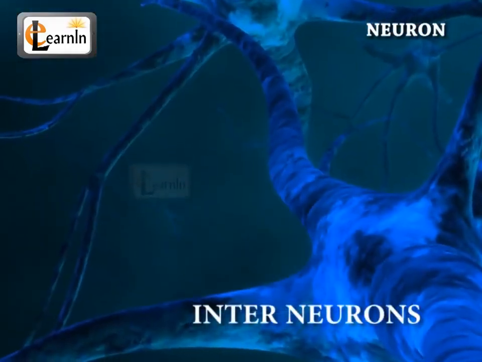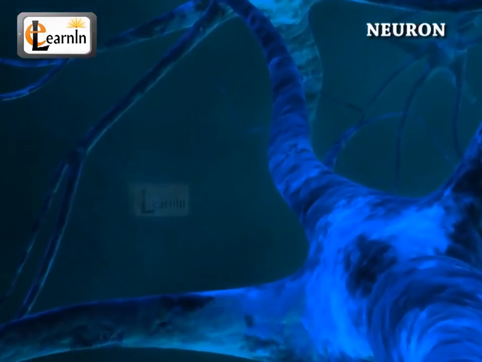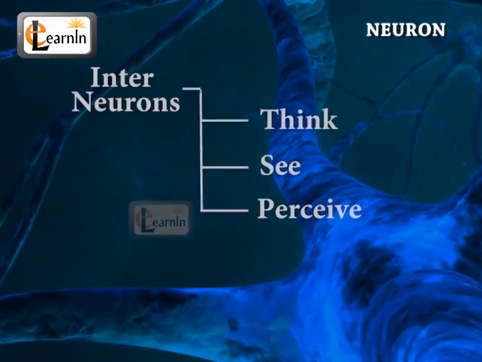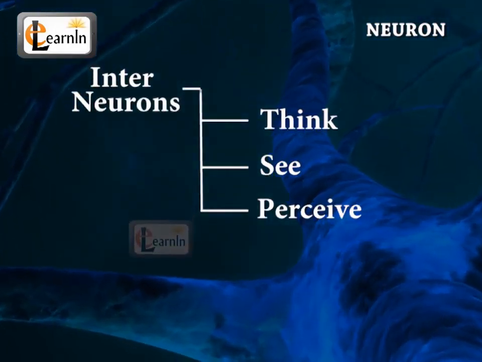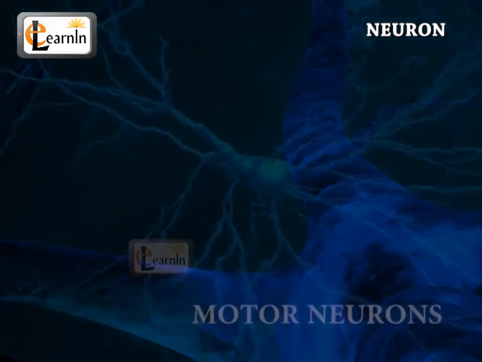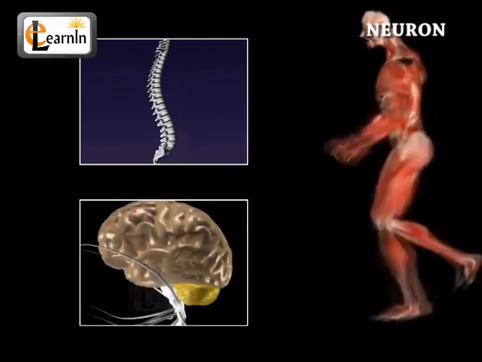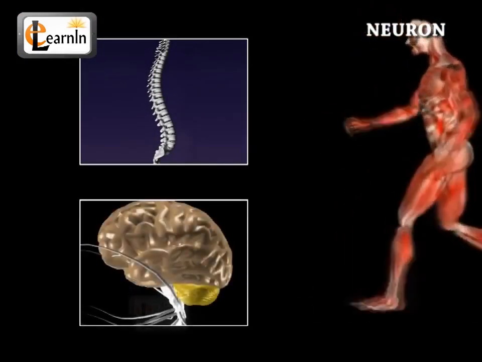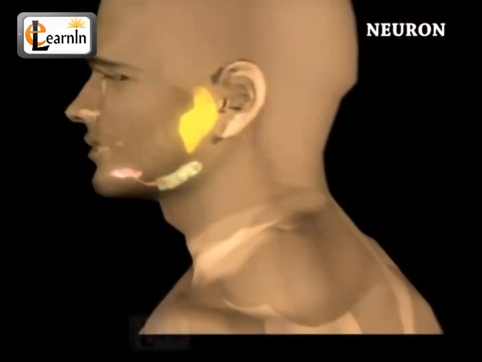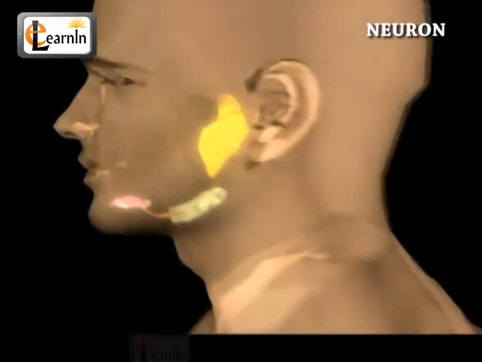Interneurons communicate and connect with each other and represent the majority of neurons in our brain. They allow us to think, see, and perceive our surroundings. Motor neurons are neurons that receive impulses from the spinal cord or the brain and send them to the muscles, causing muscular contraction, and these also affect the gland secretion.